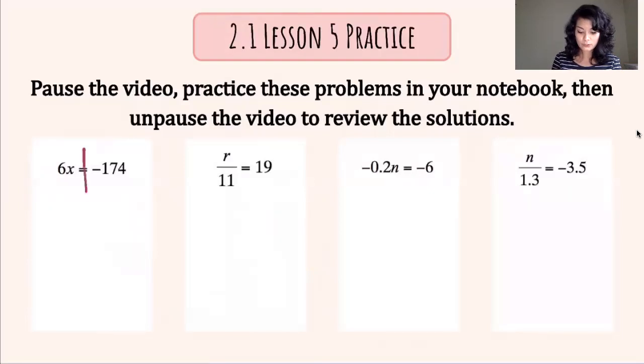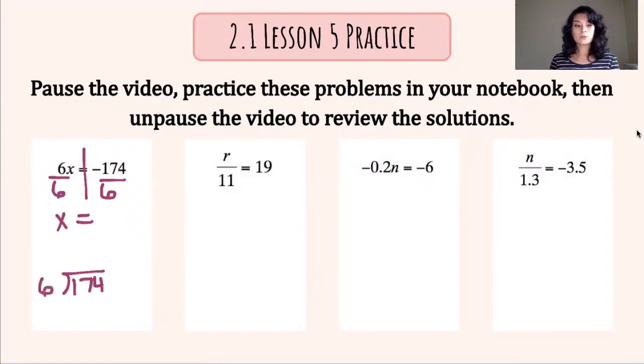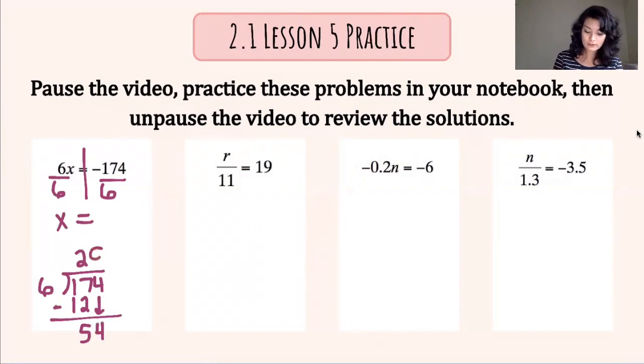So for this first one, you should have divided both sides by 6. I'm just going to do my long division down here at the bottom. Again, I'm going to ignore the signs until the very end. So 6 is my divisor, 174 is my dividend. 6 can't go into 1, but it can go into 17. 12 is the closest I can get, so I need to multiply it with a 2 and subtract. Their difference is 5. I bring down the 4, and 6 goes into 54 evenly 9 times.